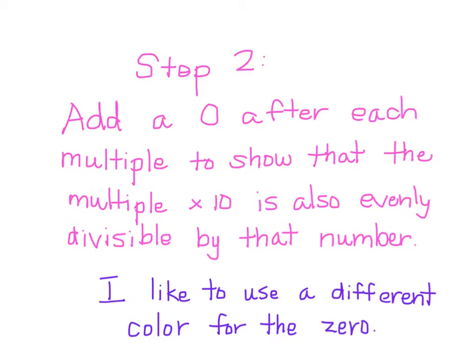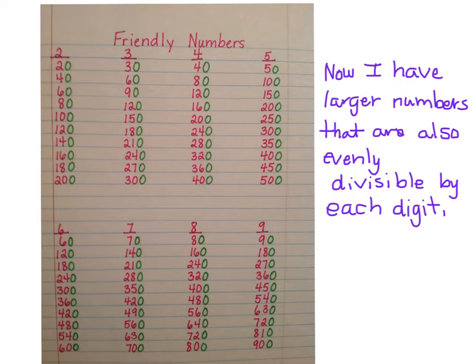Step 2 in creating my friendly number list for a multiple is to add a 0 after each multiple to show that the multiple times 10 is also evenly divisible by that number. And I like to use a different color for the 0. So here I have added the 0 after each of the basic multiples.